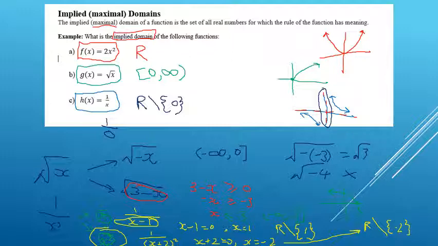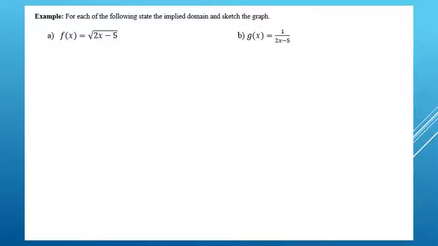Okay, proceed to the next slide. Alright, here we've got 2 examples. I'm just going to draw a line down between them so I can separate the 2 examples. It says for each of the following, state the implied domain and sketch the graph. Okay, we've already studied these types of graph. Here's our square root graph.